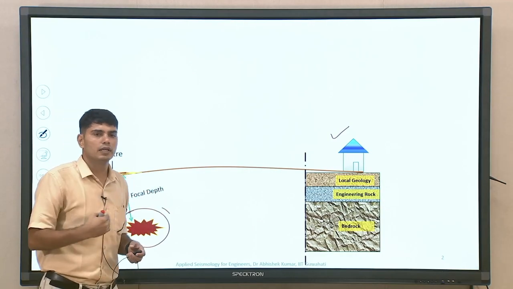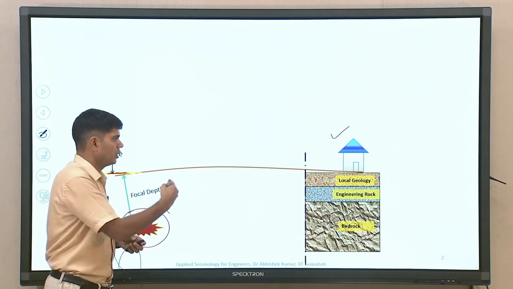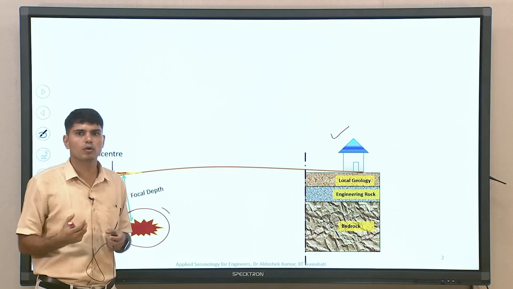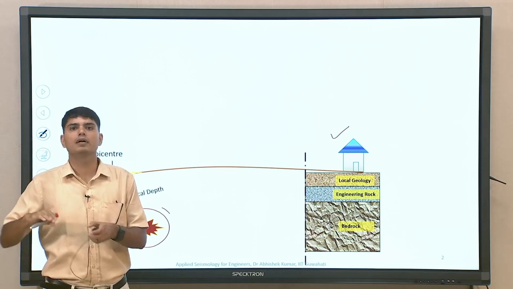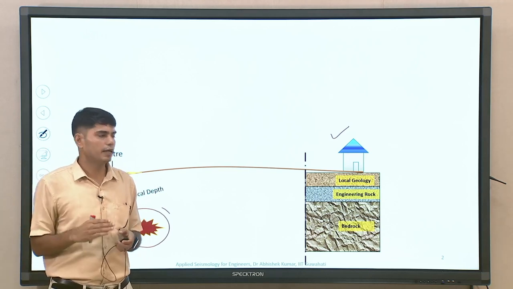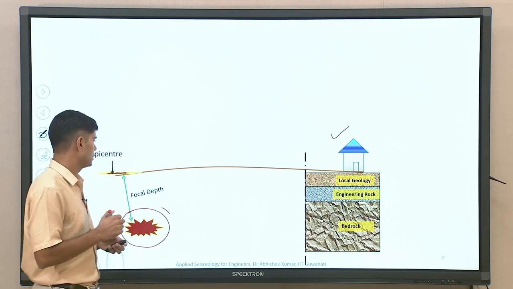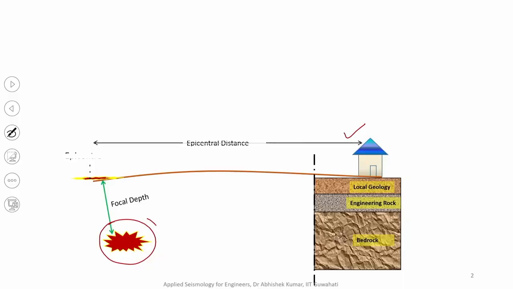So, we can go with performing corresponding analysis based on the hazard value we are getting from here. We can take into account local site effect by performing ground response analysis, and the topic of ground response analysis will be discussed in later lectures.